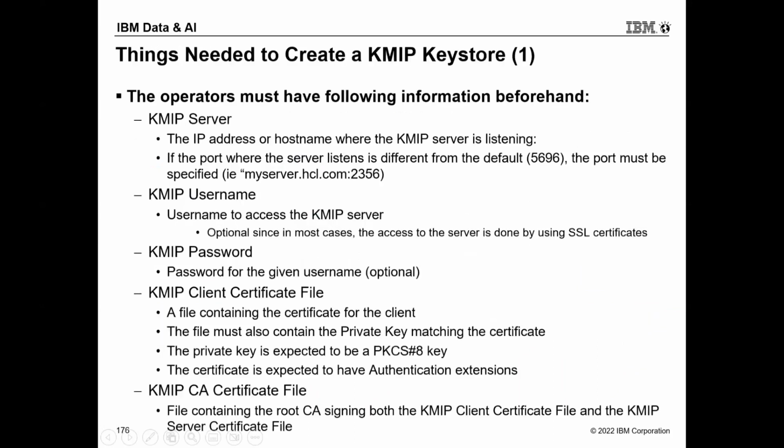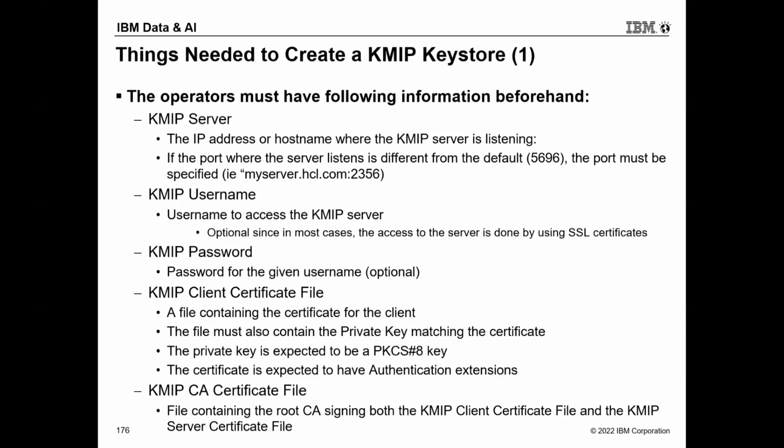Operators must have the following information beforehand: a Keymip server IP address or host name where the server is listening. If the port where the server listens is different than the default, the port must be specified. Keymip username is the username to access the Keymip server, optional in most cases. The access to the server is usually done via SSL. Keymip password is the password for a given username.